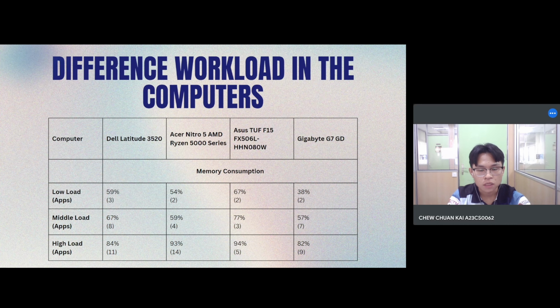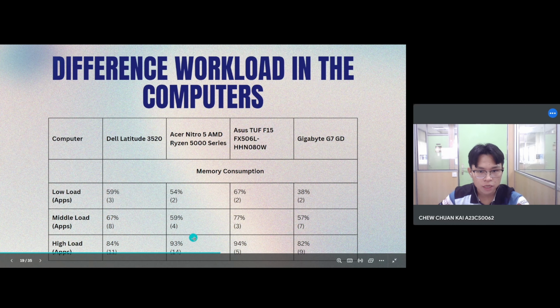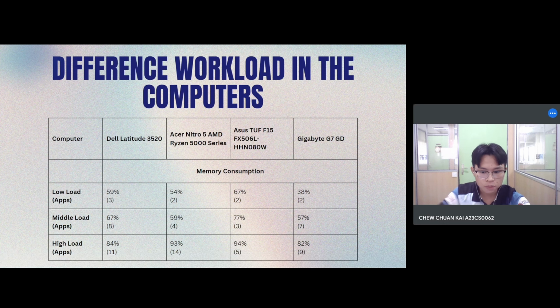And after the comparison, here is the table that shows the differences between the workload of 4 different computers. We can see the significant difference between the Acer Nitro 5 and the Asus TUF F15 at high load. You can see the Acer Nitro 5 high load is 93% when it's opened up to 14 apps, while for the Asus TUF F15 it's already up to 94% when it only opened 5 apps.